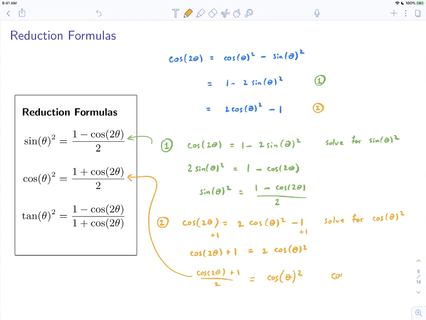We just have that cosine of theta squared is equal to not cosine of 2 theta plus 1, but 1 plus cosine of 2 theta. And of course that's the same thing. Divided by 2.